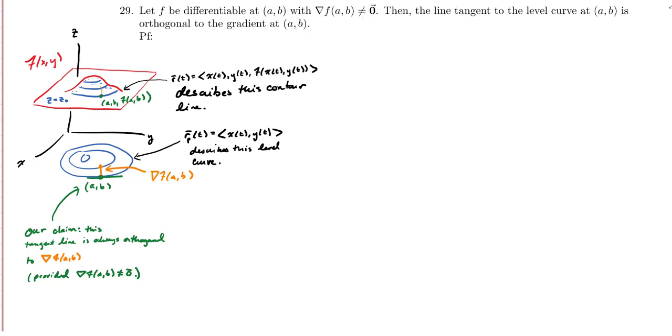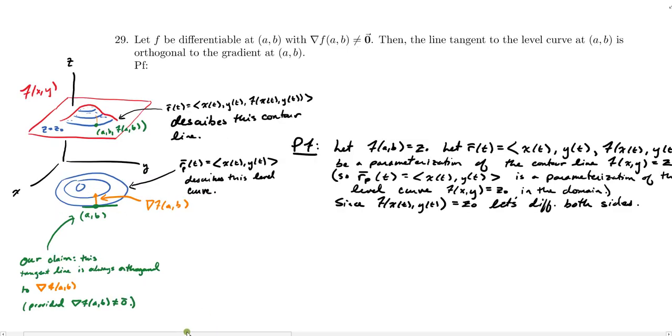So now I think we're ready to do the proof. Again, we're proving that this green tangent line, which is a tangent line to this blue level curve given under this parameterization, needs to be orthogonal to this gradient vector right here. We want it to be orthogonal to that gradient vector. So let's see how we could do that. So here we go with the proof.